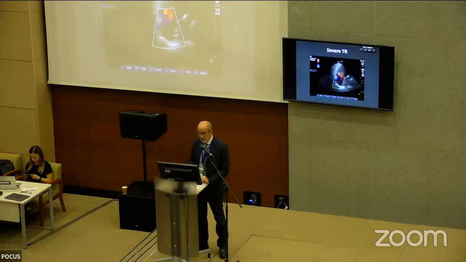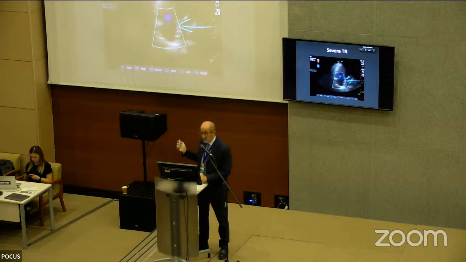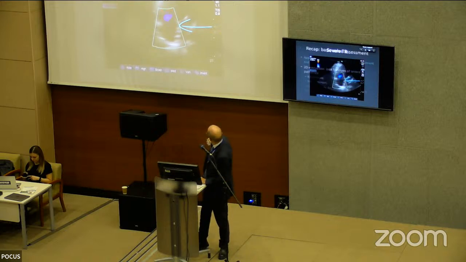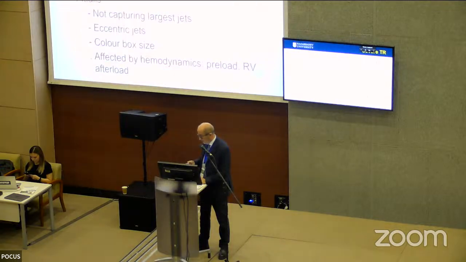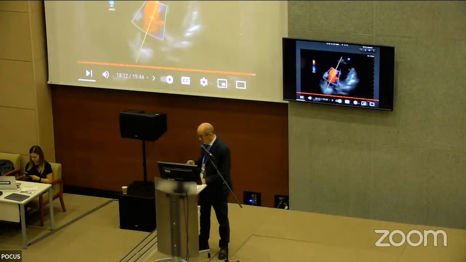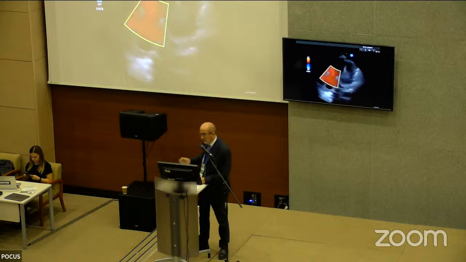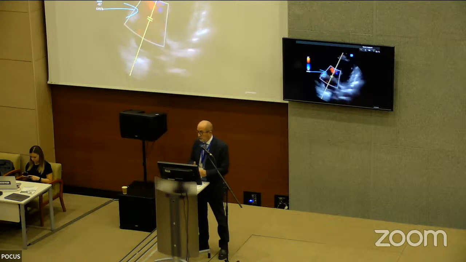Mild tricuspid regurgitation is quite common in normal subjects, while this patient has a very severe TR with a lot of color. This is the mild here. And then in the next, you will see the right atrium filled by the color jet in systole.